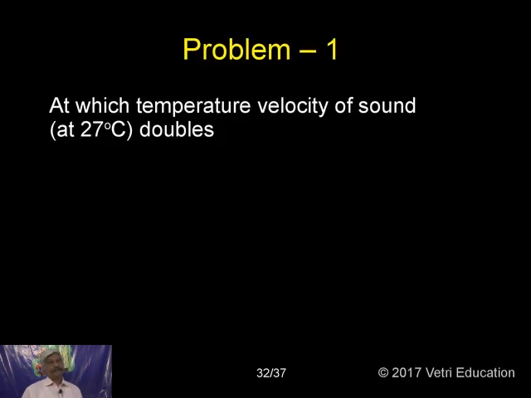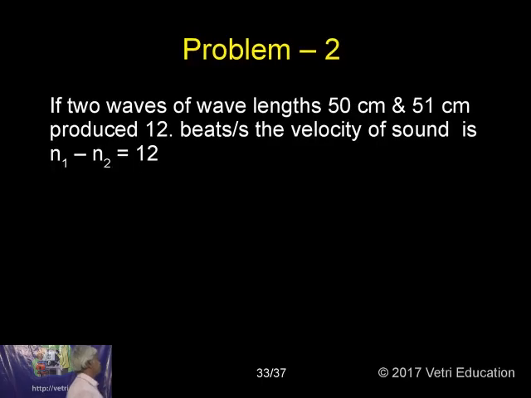Yesterday we started the waves and completed the waves. We also started one problem and solved it in the previous class. The next problem: if two waves of wavelengths 50 centimeter and 51 centimeter produce 12 beats per second, what is the velocity of sound? Velocity of sound is dash. Such problems are asked in the NEET examination and any other centrally sponsored examination.